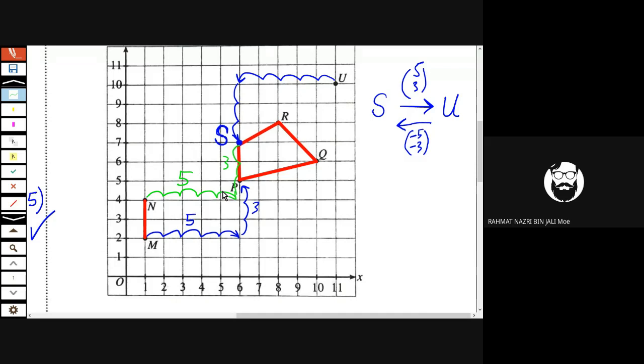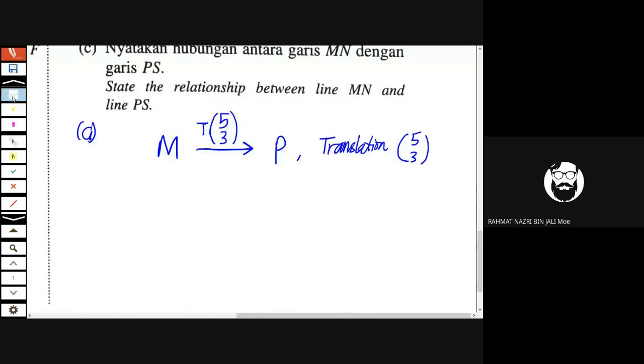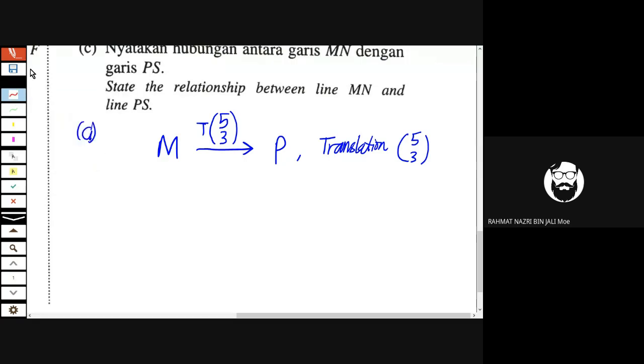So the relationship kita boleh tulis untuk soalan C. Ada lagi orang tak ni? Ada. Boleh ada. Yang penting you kena upload after this. Page 103.